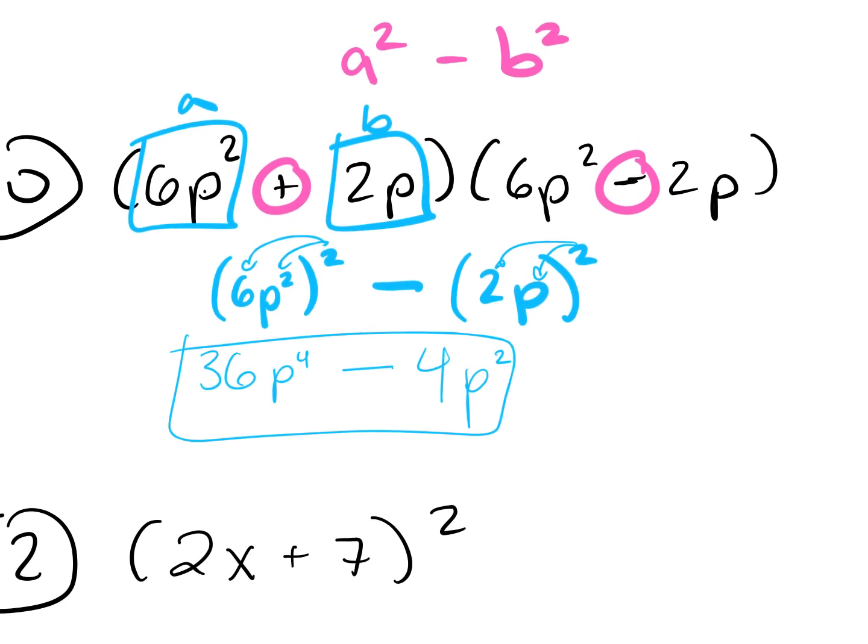If we forgot that we had our conjugate shortcut here, how else could we solve this out? FOIL. Any questions?